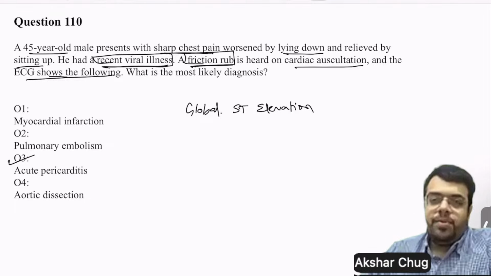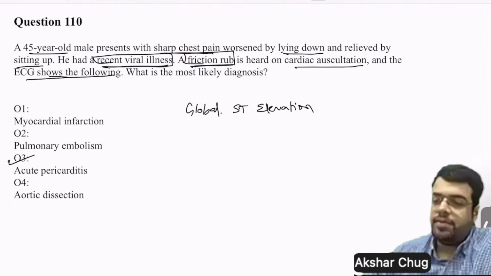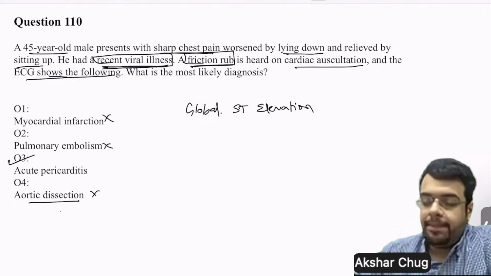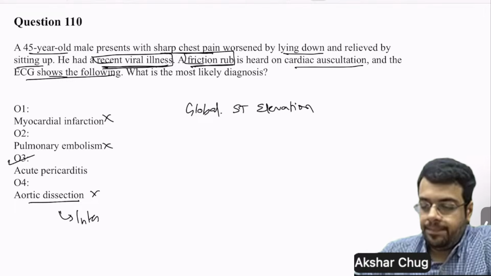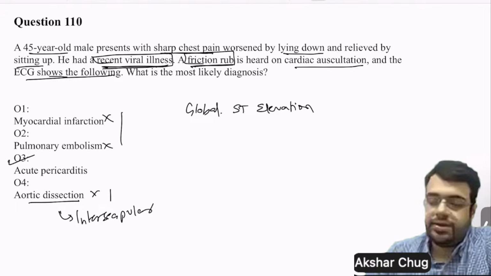Also, if you didn't know the answer, you could easily rule out the other options, because recent viral illness is not associated with any of them. Also, in aortic dissection the pain would be interscapular, and it won't be relieved on bending forward. Also, there will be no friction rub in any of the other options.